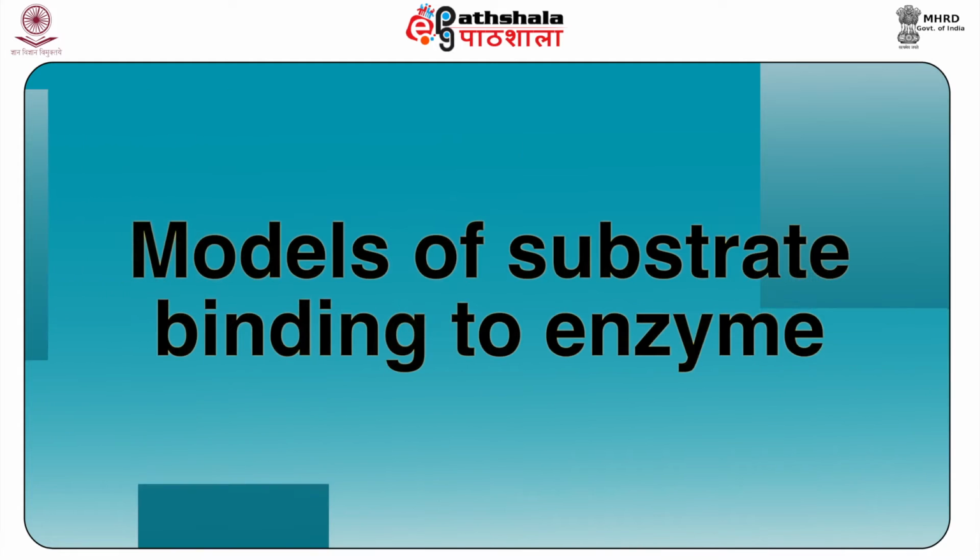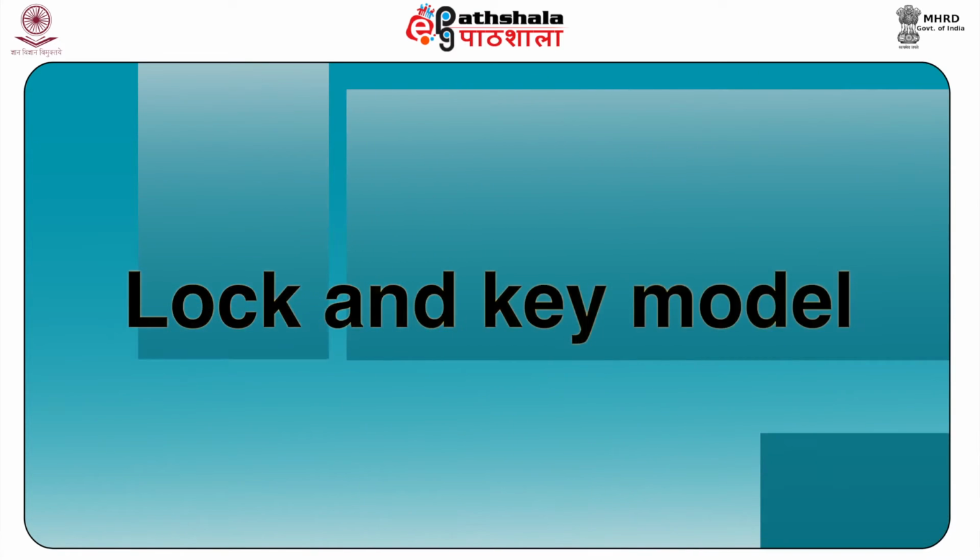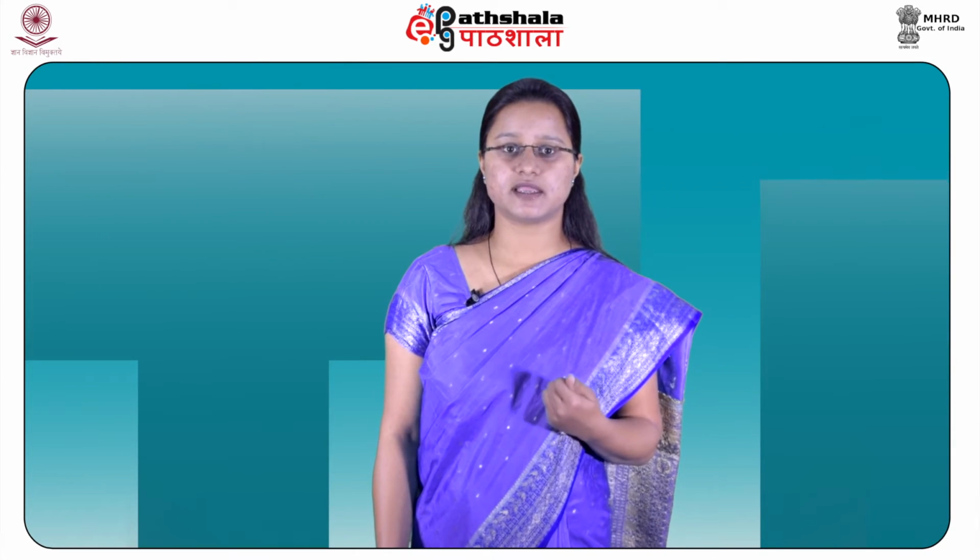Now moving on to the models of substrate binding to the enzyme, there are two such proposed models which decide how substrate binding occurs on the surface of the enzyme. First is the lock and key model. It was proposed by M.L. Fisher in 1894. He proposed that both enzyme and substrate possess the geometric shapes such that they are complementary to each other, such that substrate goes and perfectly fits in the substrate binding site of the enzyme.